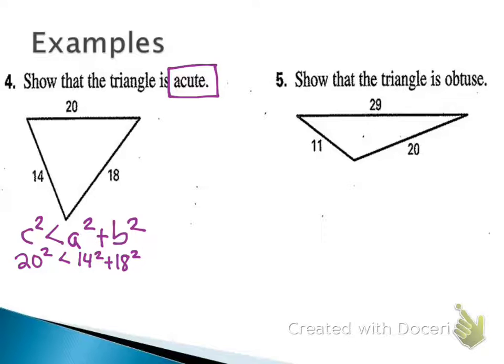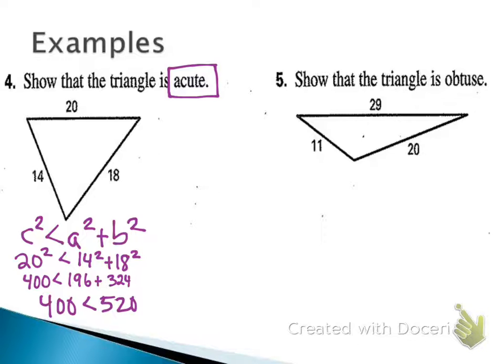What is 20 squared? 400. What's 14 squared? 196. What's 18 squared? 324. And what do you get when you add those two together? 520. So I just showed that the C squared side is less than the A squared plus B squared side. That's all you have to do when it says to show it. There isn't really a final answer. The whole problem is the answer. We're just showing that it's true.